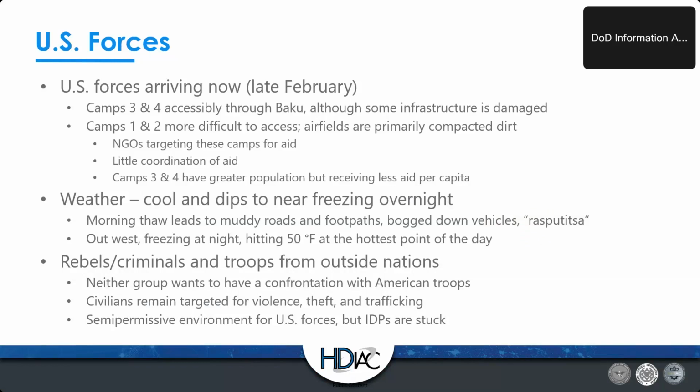Camps 1 and 2 are more difficult to access, and the airfields that are there are primarily compacted dirt, and they're a little more remote. So what this leads to is a lot of the NGOs are targeting camps 1 and 2 for aid because they feel like, oh, they're more remote, so they're going to need water and they're going to need medical supplies. So because you're less remote, you're actually getting less help. And there's very little coordination of the aid.